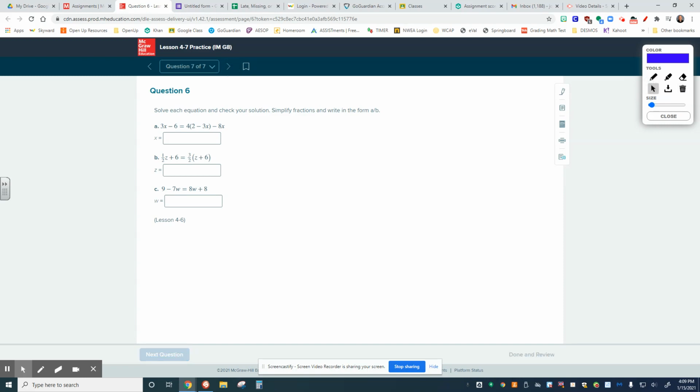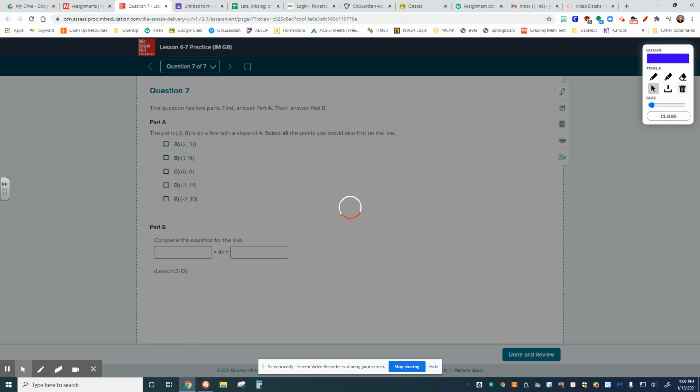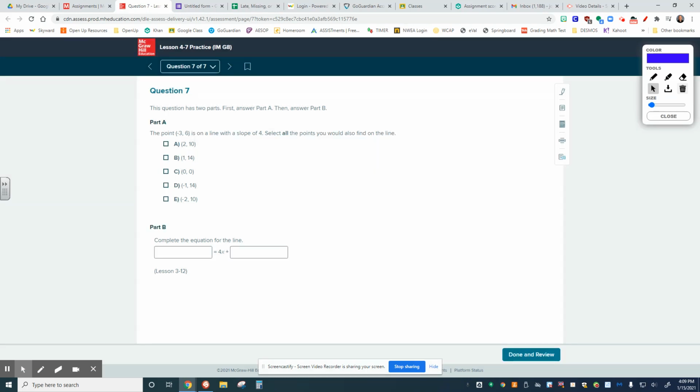And the last question you've got is another review problem. It's two parts. First off, answer part A, then part B. So point -3 and 6 is on a line with a slope of 4. Select all the points you would also find on the line. What we would need to do with this is we would have to work through each of these points to figure out what points have a slope of 4 when they interact with this point right here. I think that's really hard without having an equation.